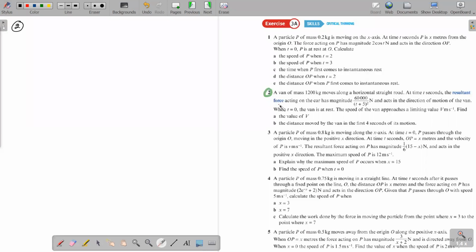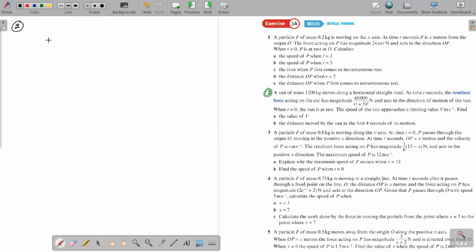Okay, question number 2. A van of mass 1200 kilograms moves along a horizontal straight road. At time t seconds, the resultant force acting on the van has magnitude 60,000 over (t plus 5) squared newtons and acts in the direction of motion of the van. When t equals 0, the van is at rest. The speed of the van approaches the limiting value v meters per second. Find the value of v.